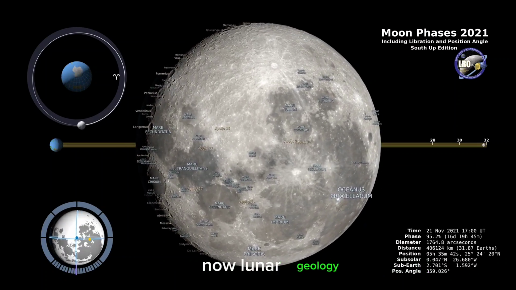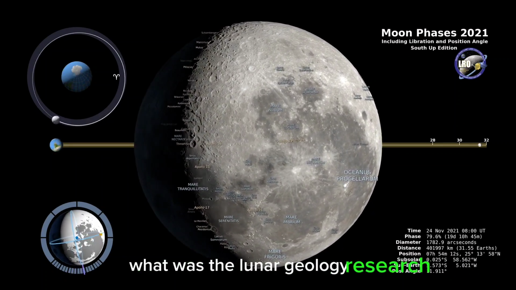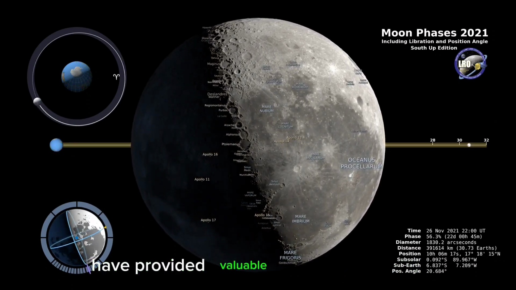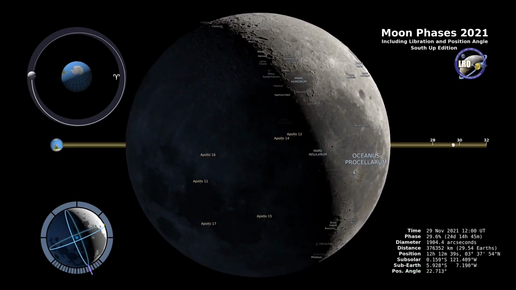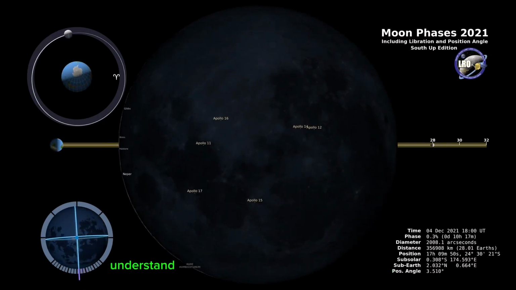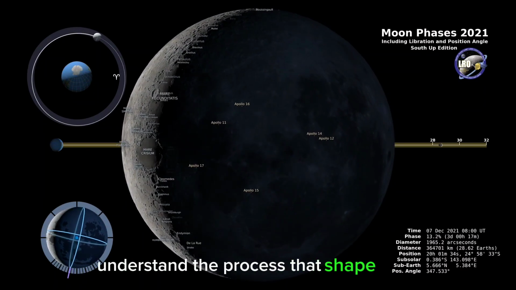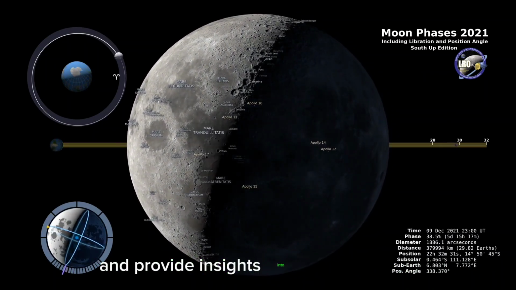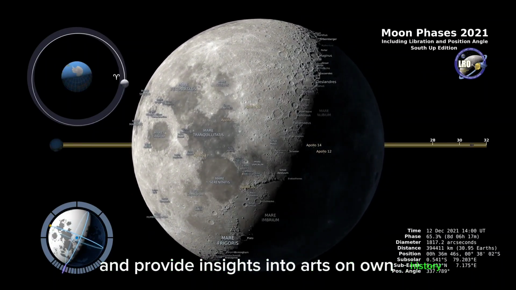Now, lunar geology. What was the lunar geology research? NASA's missions have provided valuable data about the moon's composition, structure, and history. This information helps scientists understand the processes that shaped the moon and provides insights into Earth's own history.